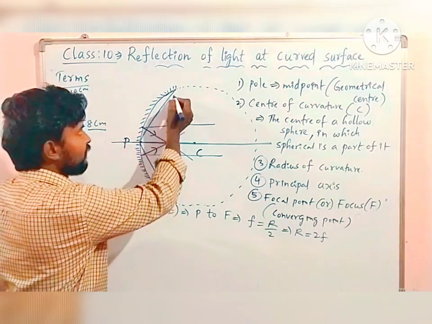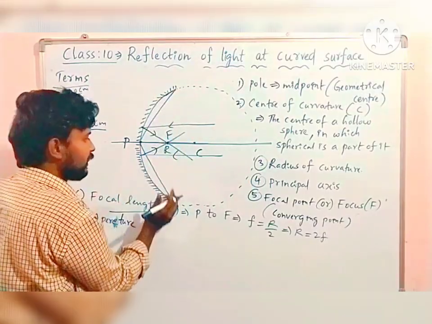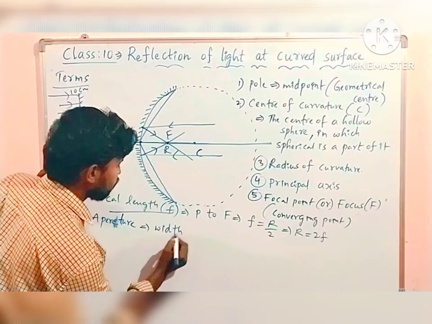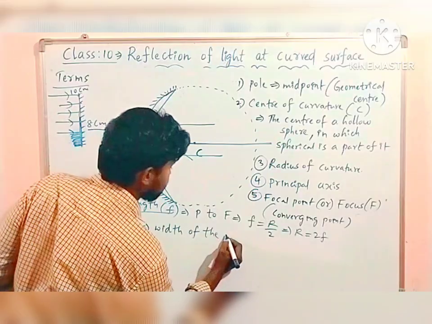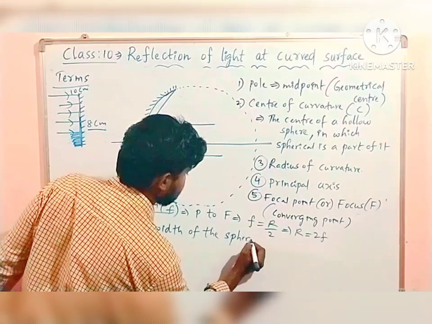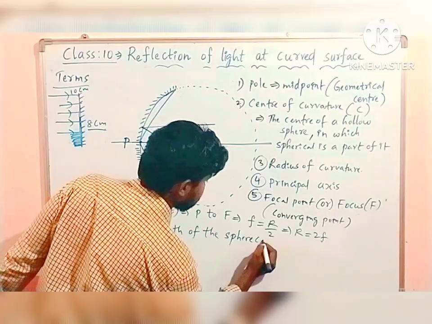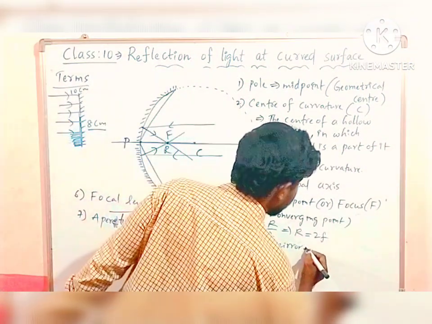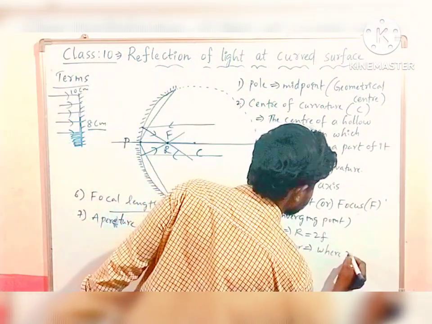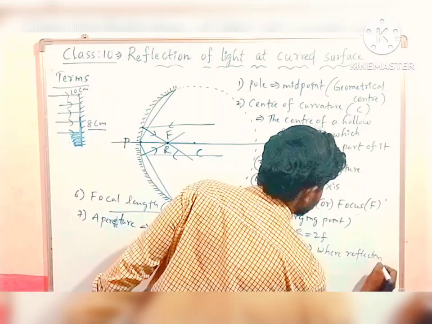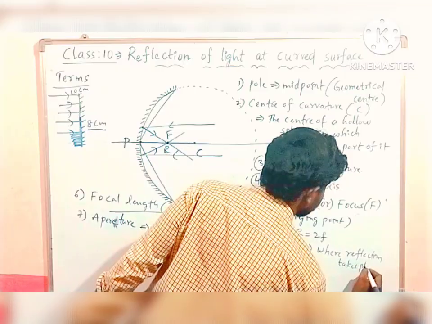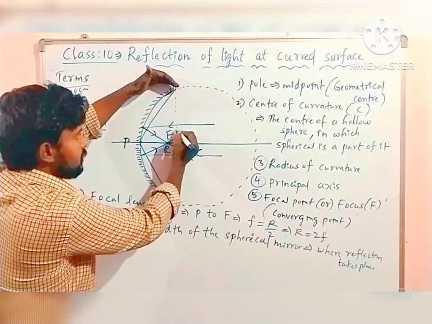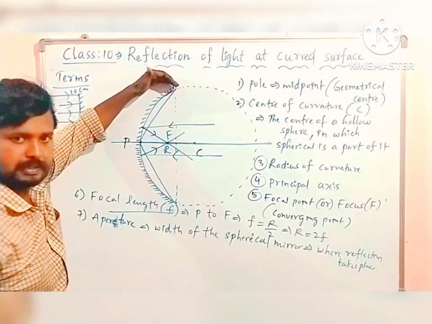In the same way, aperture means the width of the spherical mirror where reflection takes place. అంటే ఈ విడ్త్ అనమాట. ఇక్కడ నుంచి ఇక్కడికి ఉన్న డిస్టెన్స్ మనం ఏమంటారు అంటే it is called the aperture.